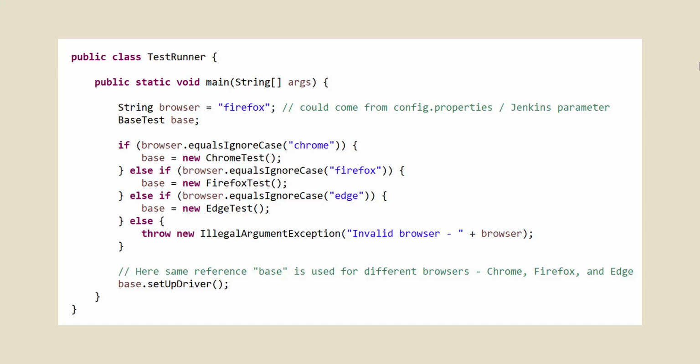If base is referring to Firefox or Edge, it is going to call the setup driver method from that particular browser class. The important point here is I am using the same reference base of type base test to launch different browsers. This approach keeps your code very clean and avoids duplication. It is also very easy to scale if you want to add more browsers in the future. Overall, the framework design becomes cleaner because common rules are set up in the base test class, and browser specific code, like whatever settings you want to do, can be isolated inside the child classes. So this is how you can make use of the abstract class and polymorphism concepts in Java in our automation framework.